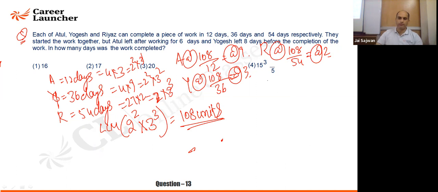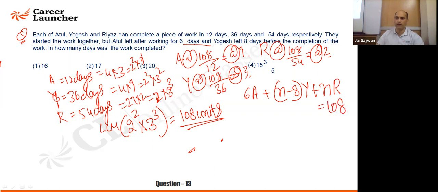Now what happened here is, when all of these are working together, here it is given, they started working together, but Atul left after 6 days. So can I say 6 days Atul worked? Yogesh left 8 days before the completion of the job. If n days are taken, n minus 8 days Yogesh worked. And all n days it is Riyaz who is going to work, and they will complete 108. So 6 days Atul works at the rate of 9. N minus 8 days Yogesh works at the rate of 3. And n days Riyaz works at the rate of 2, which is 108.